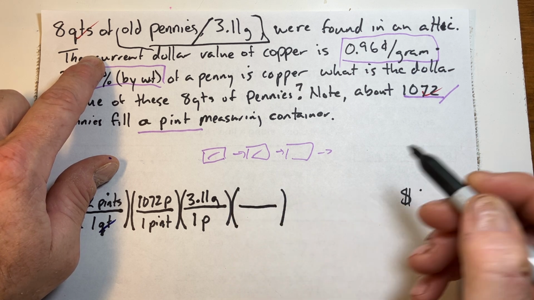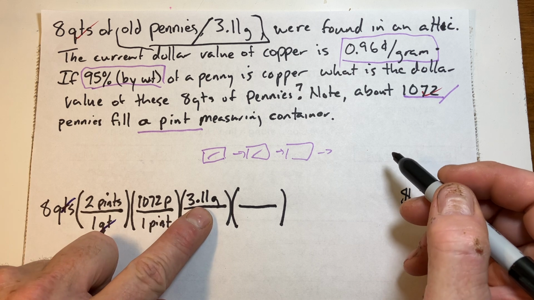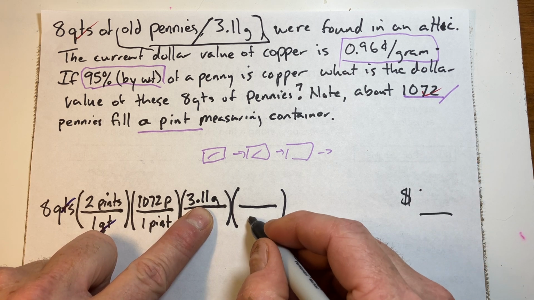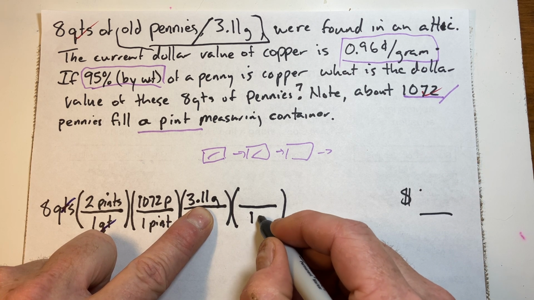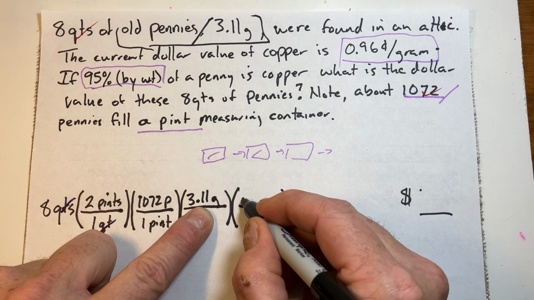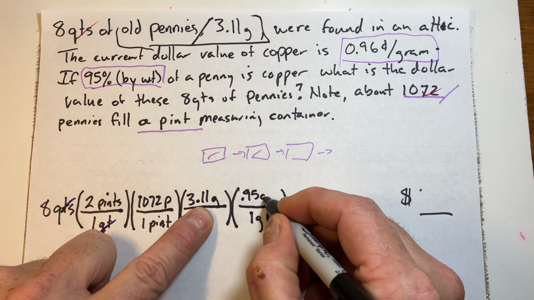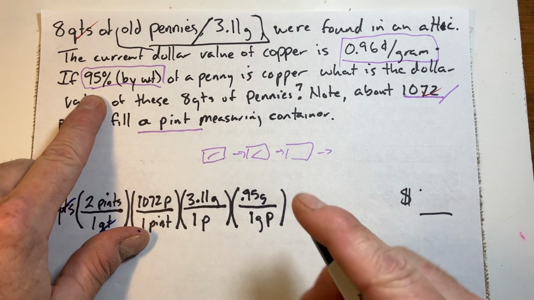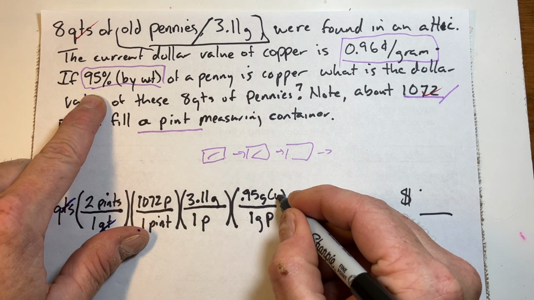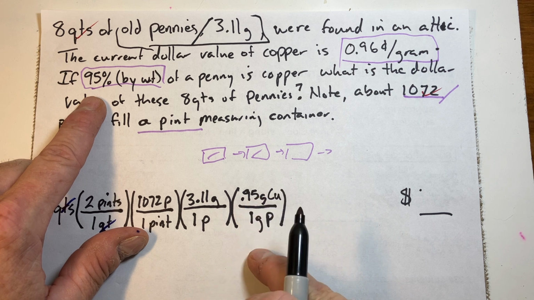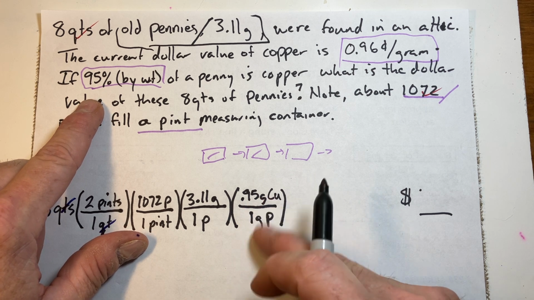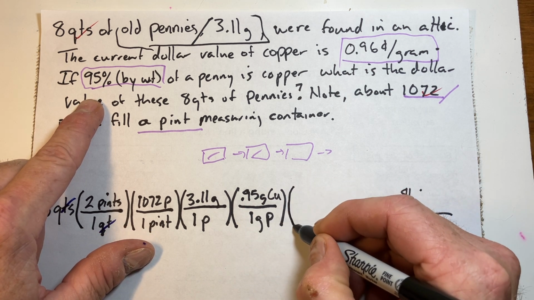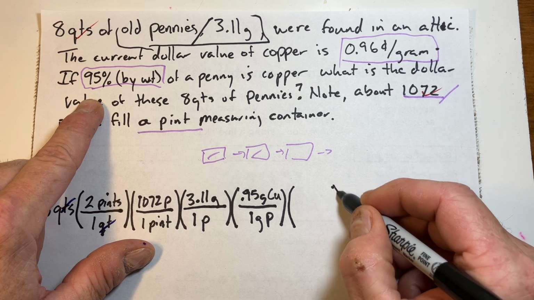by weight. I can say, well, it's not the whole weight of this that's copper, but for every 1 gram of penny, I have 0.95 grams of what? Hope you're saying copper. That's what the 95% means. So you can write it as 0.95. You could have written it as 95 over 100, but you can just also put it in fraction form. And now we're getting really close.